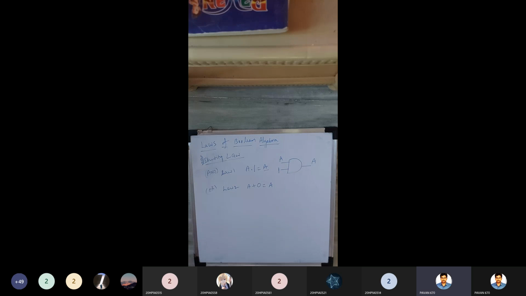I have noted it, one. This one. You can write the below statement here. This law states that any variable ORed with 0 is equal to the variable itself. A statement, clear.